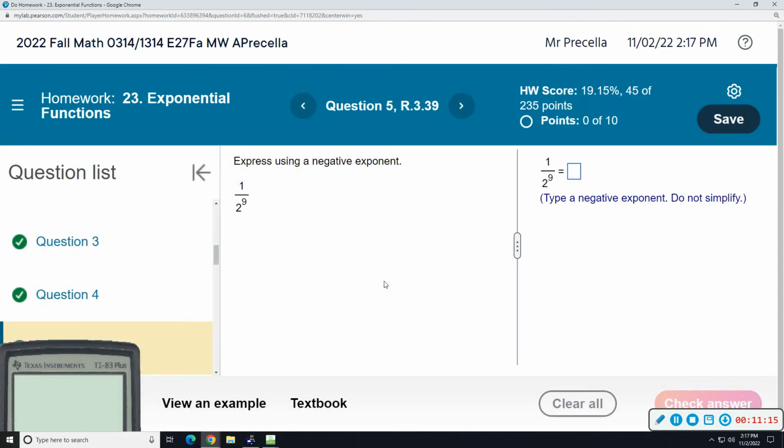Oh, look at this one. Here it says, write your answer using a negative exponent. So on this one, your answer is going to have a negative exponent. So you're basically going backwards from what you did on problem 4. Let's see, we have a 1 over, what is that, a 2 to the 9th? 1 over 2 to the 9th.